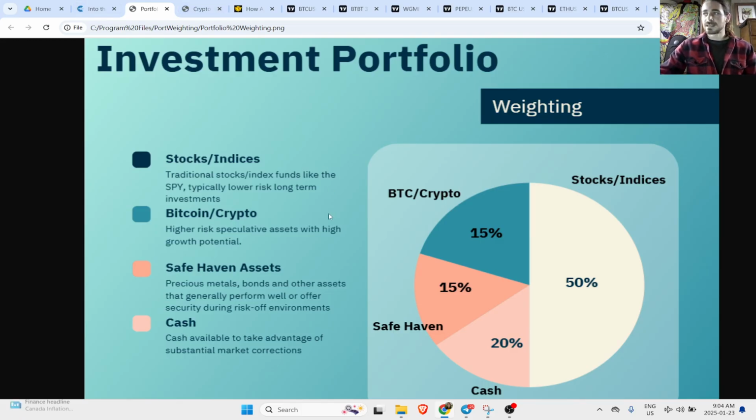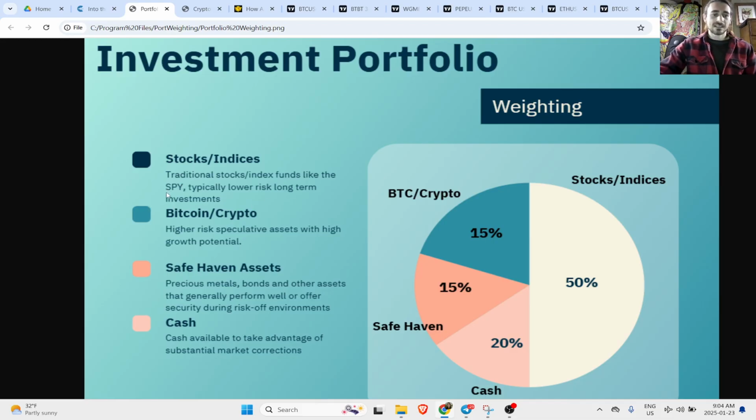So the first thing I'm going to talk about is breaking our portfolios into different sectors, let's say. When I think of my investment portfolio, I've got my stocks and my indices. So this is traditional stocks and index funds like the SPY. They're typically lower risk and longer term investments. So weighting the majority of your portfolio to those lower risk long-term investments is going to help with the risk reward.